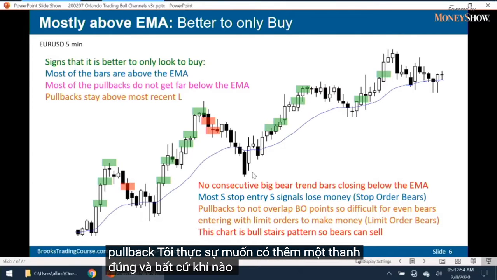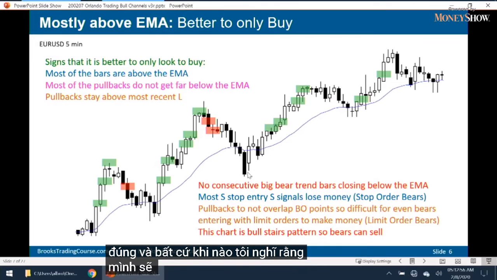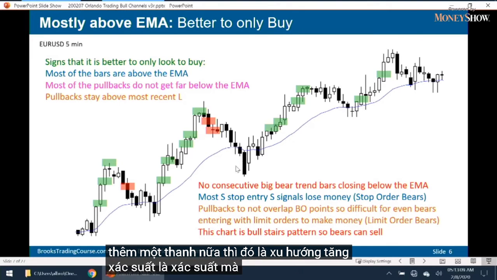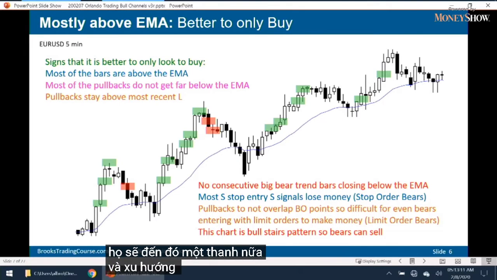And whenever I think that to myself, what am I going to do? I'm going to buy, right? Because the bears need one more bar. It's a bull trend. What is the probability? Is the probability that they're going to get their one more bar and the bull trend is going to become a bear trend? Or is the probability that the market's going to continue to do what it's been doing?